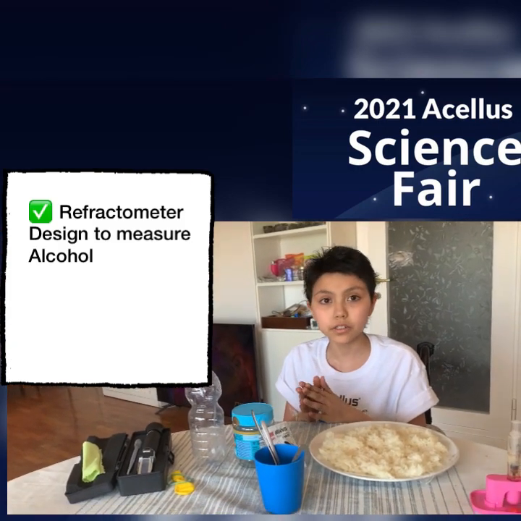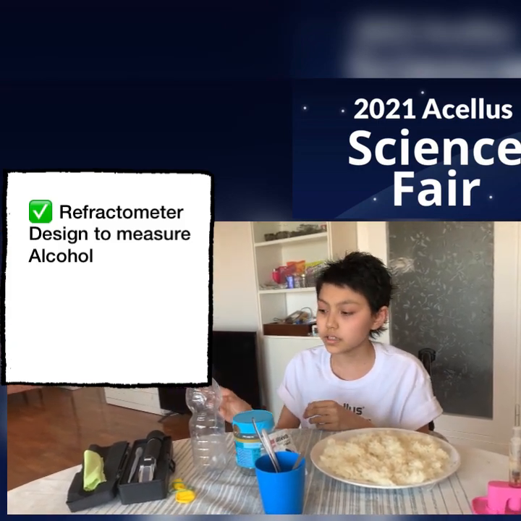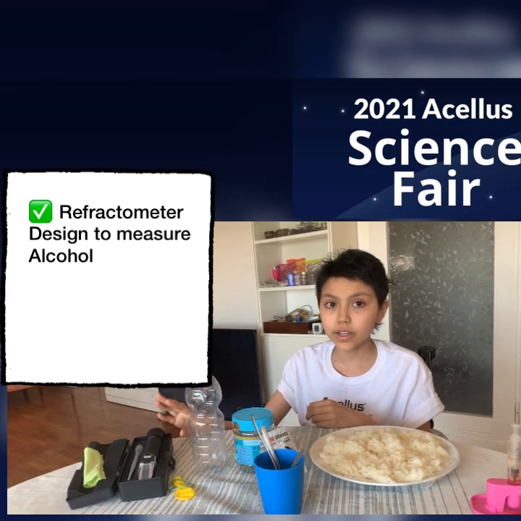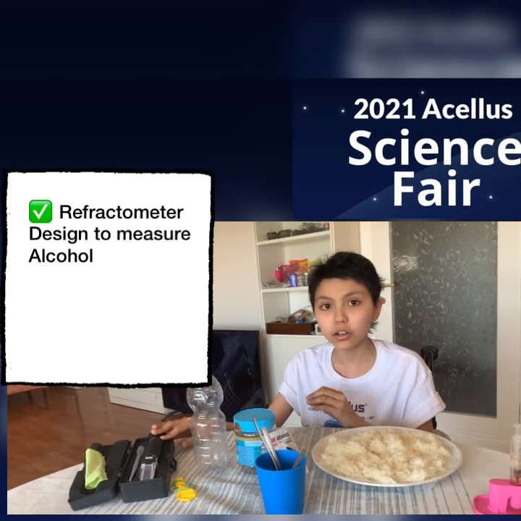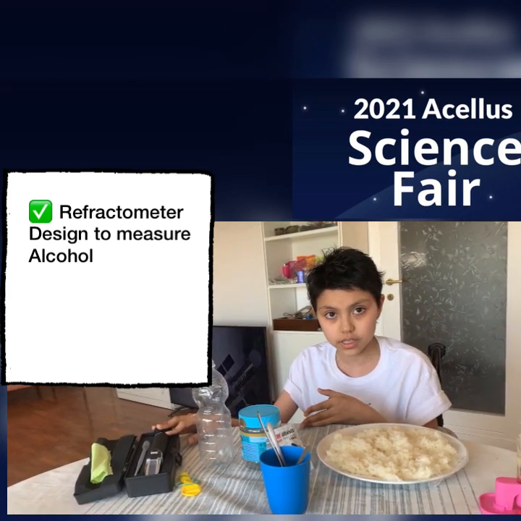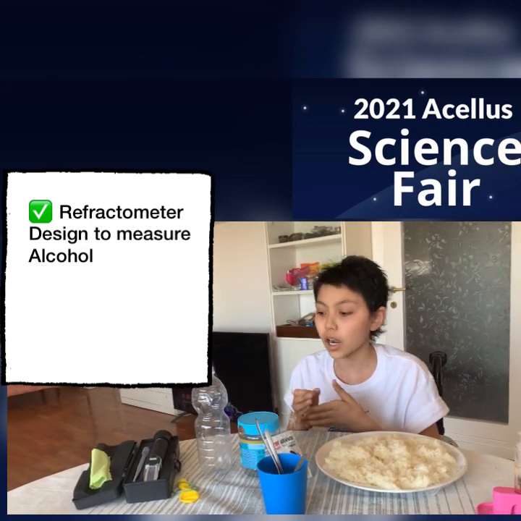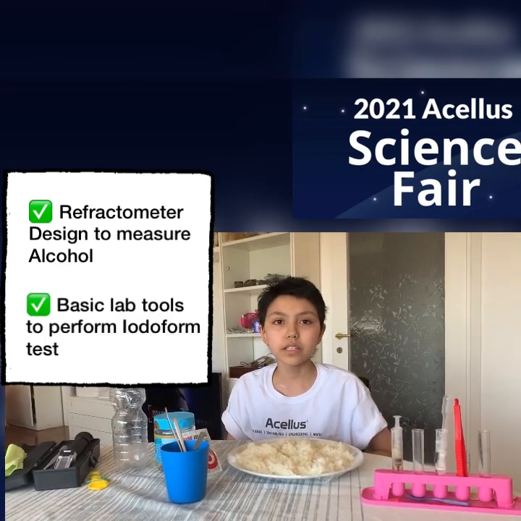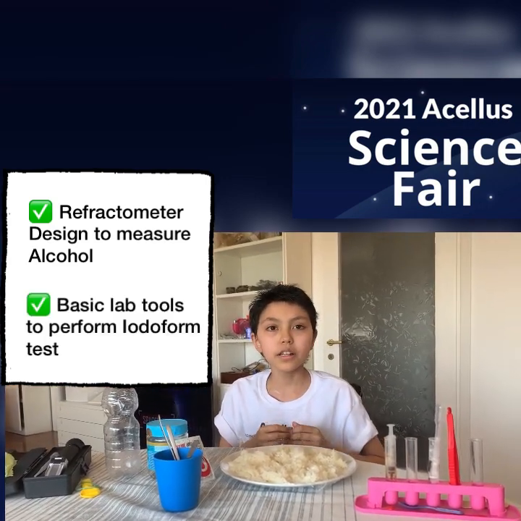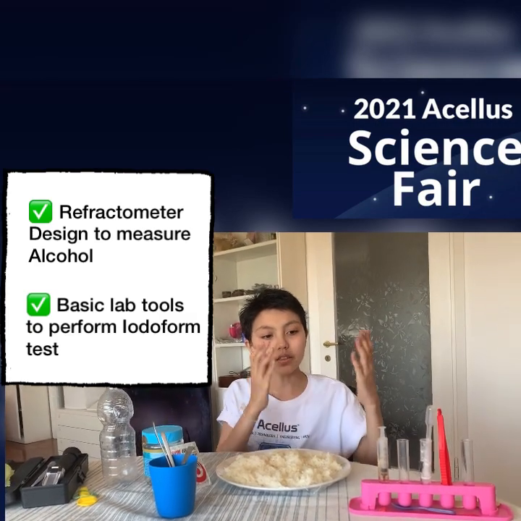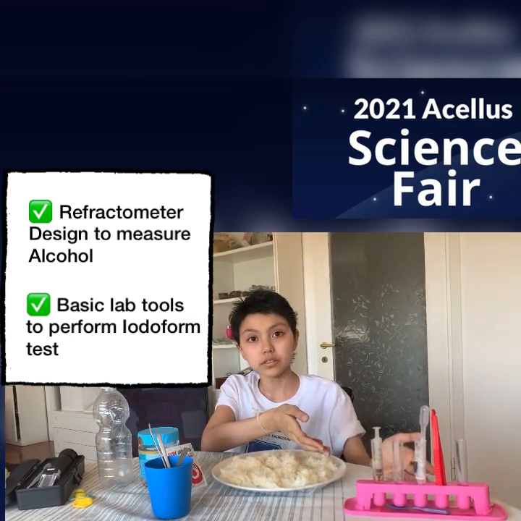A very important tool that we're going to use is a refractometer. This refractometer is designed to measure alcohol content in a solution. And we're going to measure the rice fermentation every 24 hours with this refractometer. To prove the presence of alcohol, we're going to do an iodoform test by using these simple lab tools.